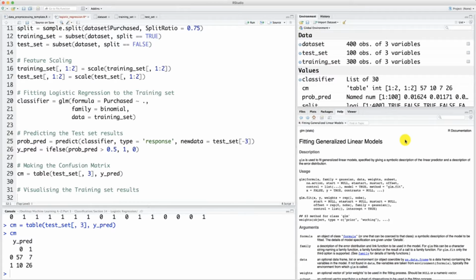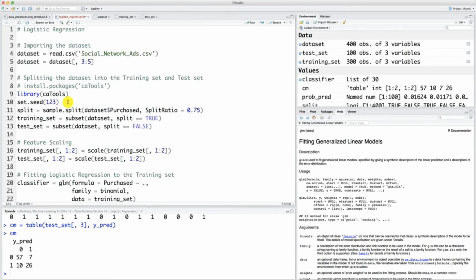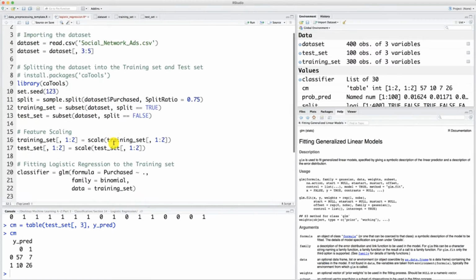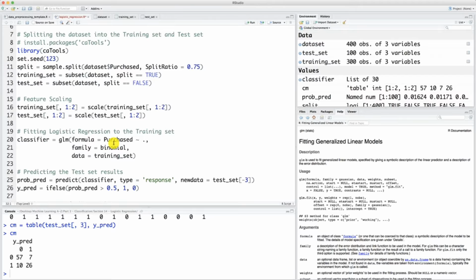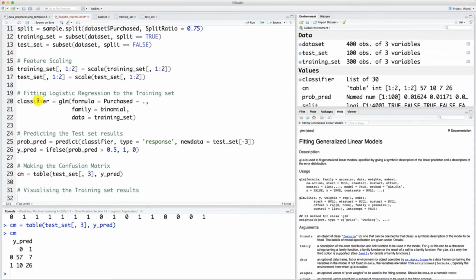So let's recap what we did in the previous tutorials. We started by pre-processing our data using our data pre-processing template, and that made our data set ready to fit the logistic regression to our training set, which is what we did in this step. Then we used this logistic regression classifier to predict the test set results so that we can evaluate the predicting power of our logistic regression model. And then indeed we made this confusion matrix to actually count all the correct predictions and the incorrect predictions.